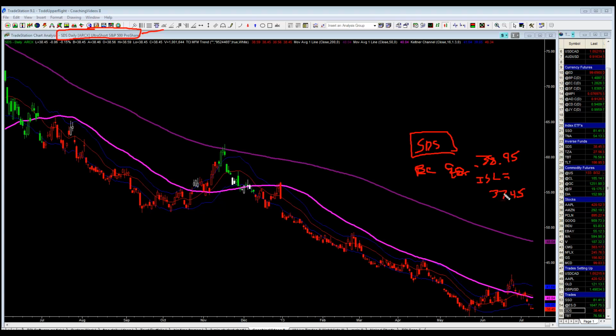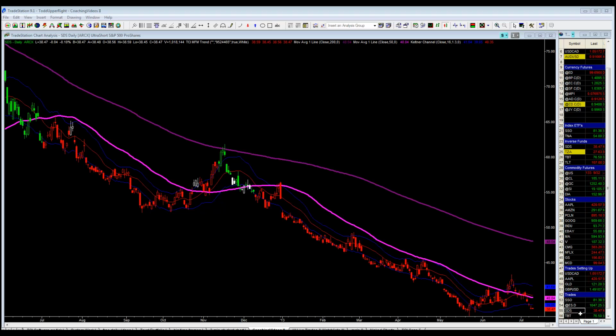Actually, the market would have to close below 37.45. So I'm risking about a $1.50, possibly more. It just depends on where it would close. So again, I am long at $38.95 right in here. My initial catastrophe stop loss on this is a close below 37.45. So hopefully that will clarify some things here.